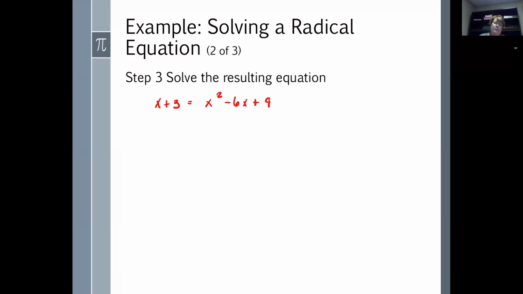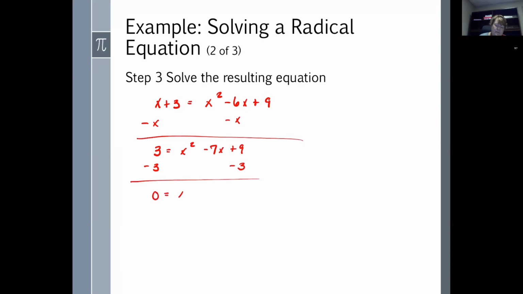So I'm going to move the positive x from the left-hand side of the equation to the right-hand side by subtracting it from both sides. All right, now I'm going to move the 3 to the right-hand side by subtracting it from both sides. Now I'm going to factor this. Now, I always factor by trial and error. I reverse FOIL it. So I need 2 factors of 6 that will add to 7.